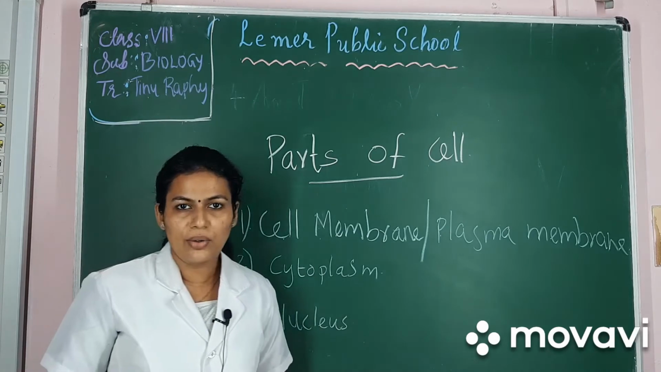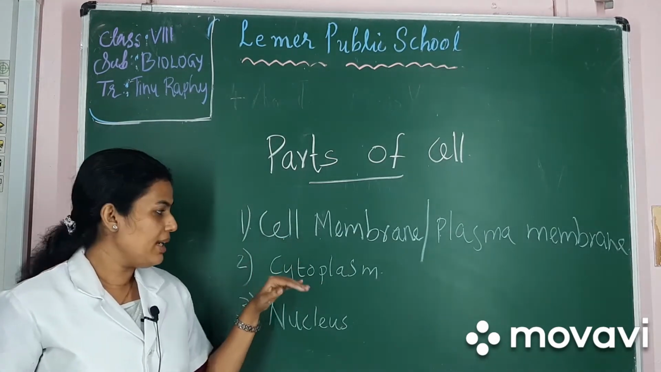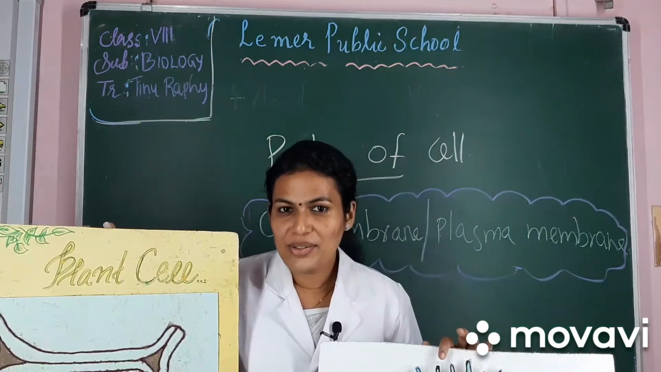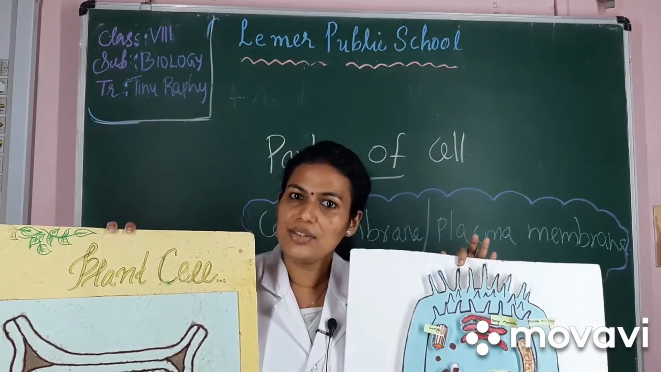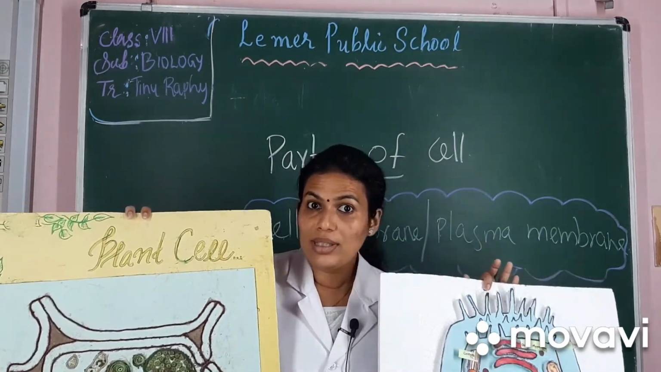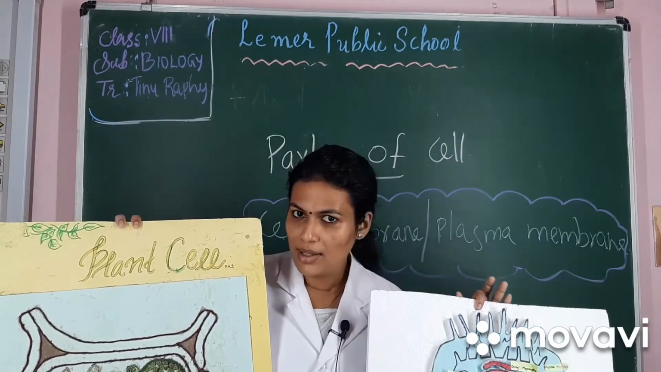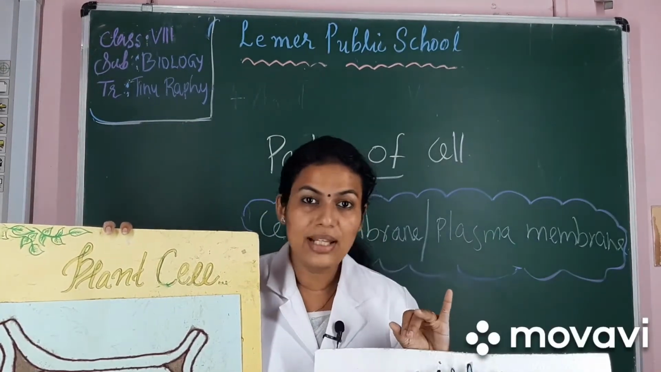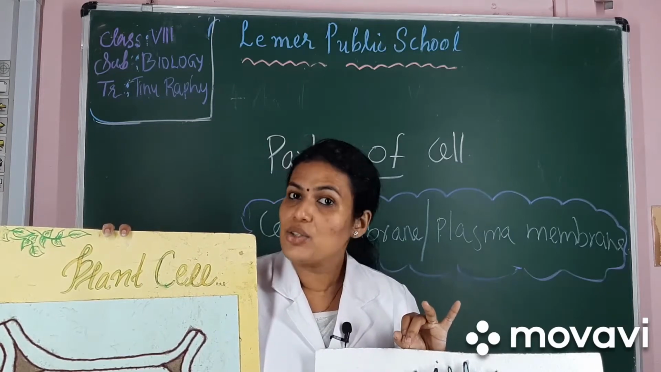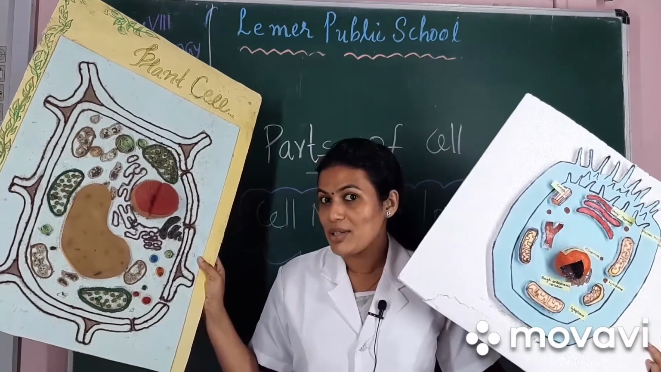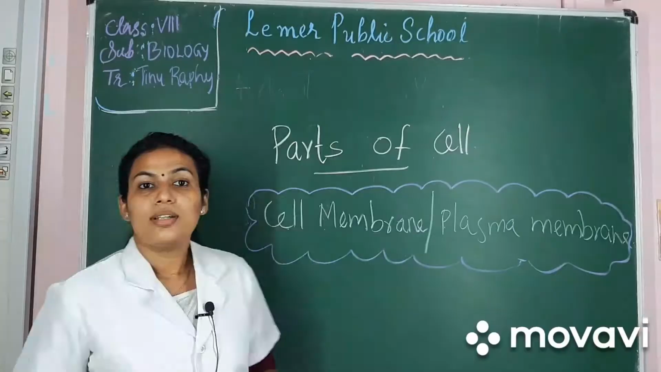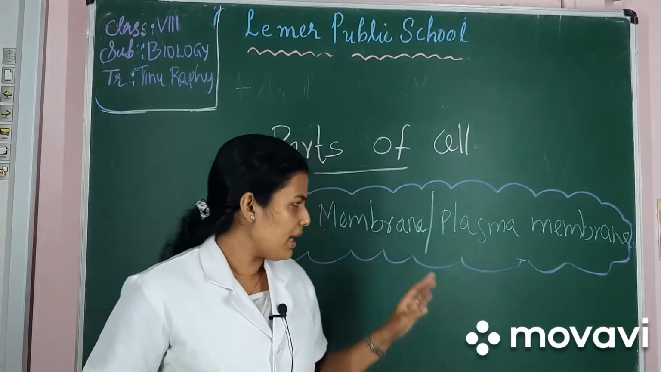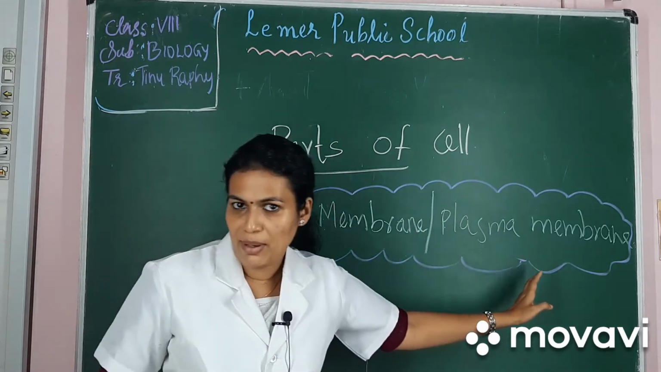In today's class, we are going to learn about cell membrane and cytoplasm. Children, I have brought the models of plant cell and animal cell to your class. Both the cells consist of three parts. They are cell membrane, cytoplasm, and nucleus. We will learn the parts of the cell using these models which your seniors have made. So let's study about the first part, that is cell membrane or plasma membrane.